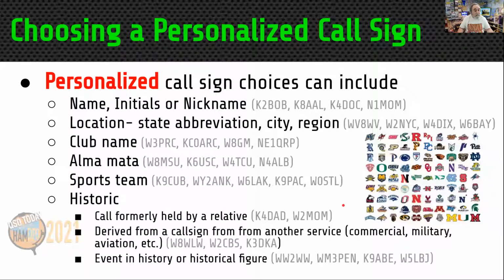Other historical call signs might be derived from a call sign from another service. Maybe you served in a commercial or military or aviation fields, or you were a station engineer at a broadcast station, so something like W2CBS or W8WLW might indicate a previous or other license that you had, or K3DKA for KDKA. Events in history or historical figures, such as WW2WW for World War II, or William Penn, or K9 Abe for Lincoln, or W5LBJ for President Johnson. So these are just some examples of abbreviations that can be used to create personalized call signs.